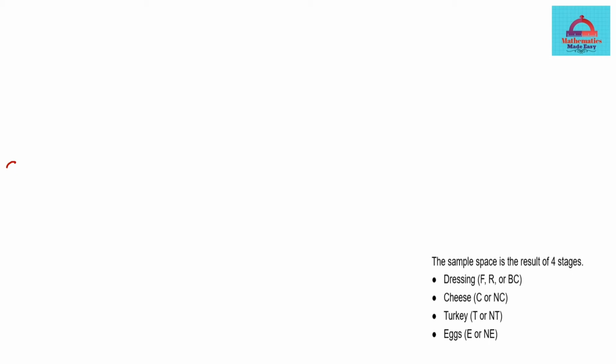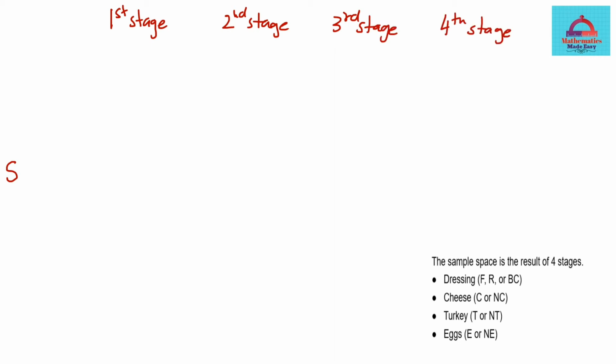So I'm going to write a capital S to represent the sample space, and I will mark here first stage, second stage, third stage, and the last fourth stage. So let's see how we are doing. At stage 1, you have 3 options; there are 4 stages. There are 3 options, then 2 options, 2 options and 2 options. I'm just using this information from the previous slide to draw the tree diagram.